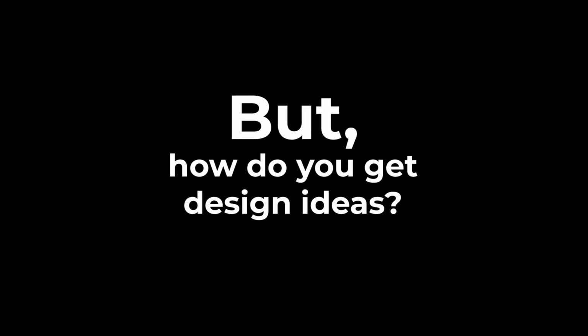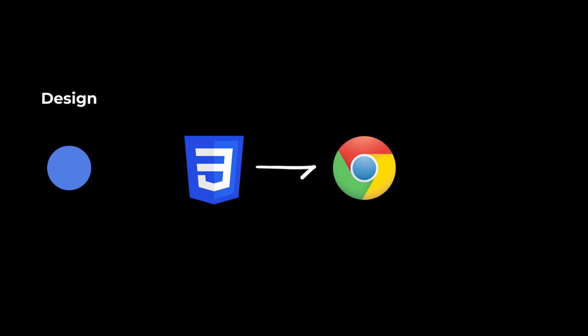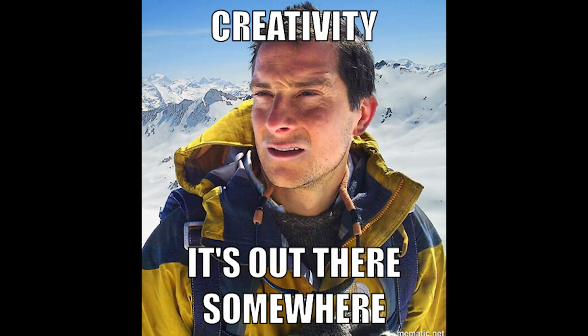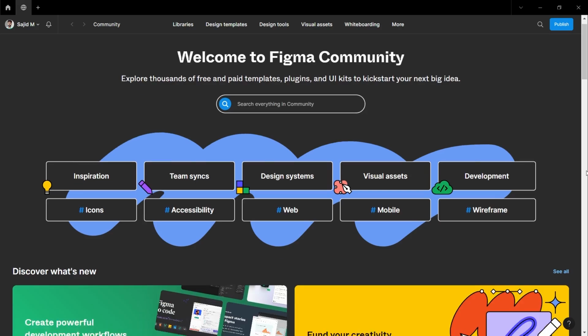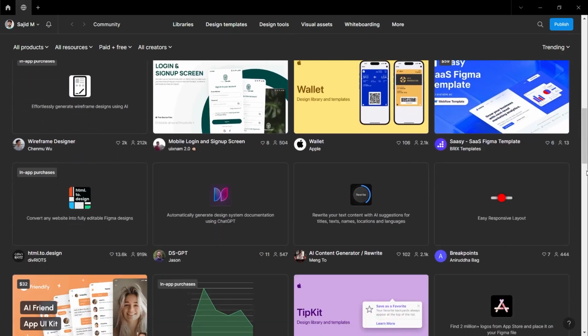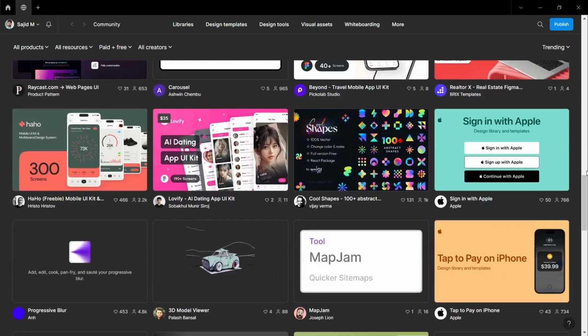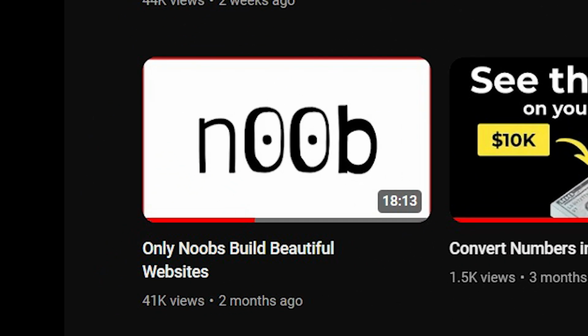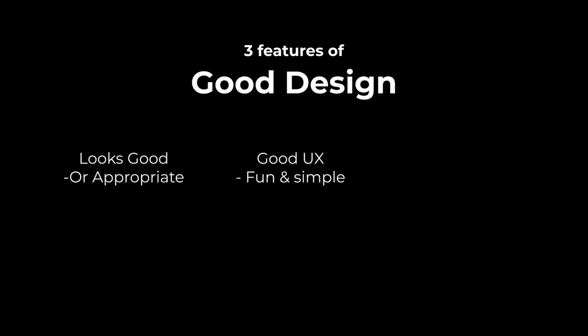But how do you get design ideas in the first place? I mean, CSS is just a tool to explain your design to the browsers. So, you need creative thinking to unlock the power of CSS. You can look around on Figma, Behance, and Dribbble to get some ideas. But those designs have some major problems, and I have already made a video on that topic. You need something that looks good, provide the best user experience, and easy to implement.